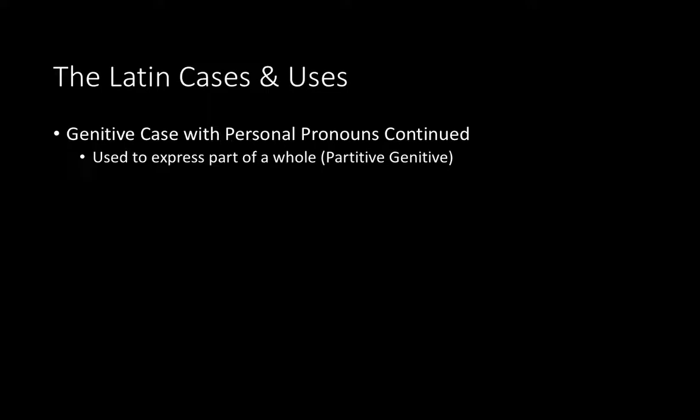We say this all the time and don't really think much about it in English. For example, yesterday for dinner, I had a slice of pizza. That sentence uses the partitive genitive, or the genitive of the whole. When I say of pizza, I'm talking about a whole pizza.